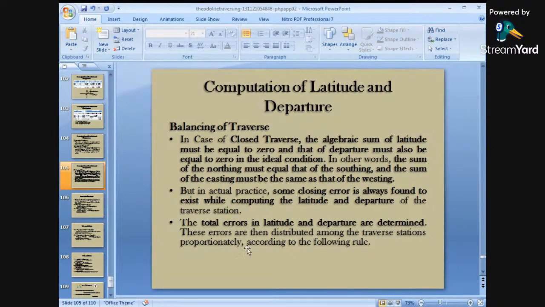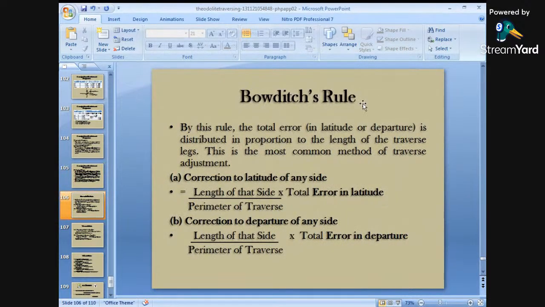Okay, there are certain rules which are followed. One is called Bowditch's rule. In this, you use this formula for finding out the correction in the latitude. The correction of latitude of any side is given by the length of that side divided by the perimeter of the traverse, into the total error in latitude. Then the correction in the departure of any side is the length of that side divided by the perimeter of the traverse, into the total error in your departure. So Bowditch's rule, these types of formulas are used.